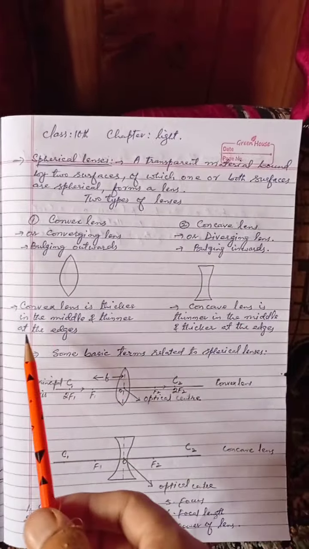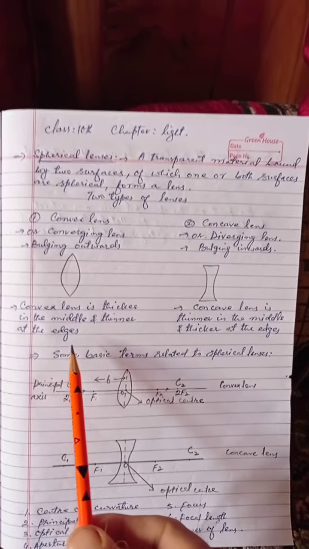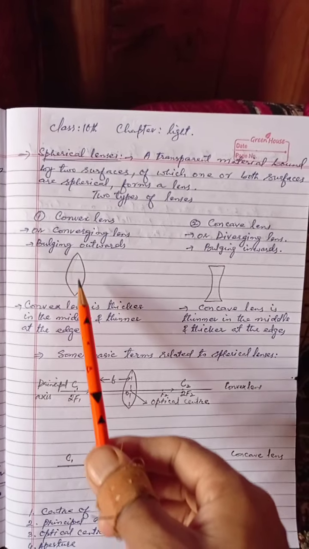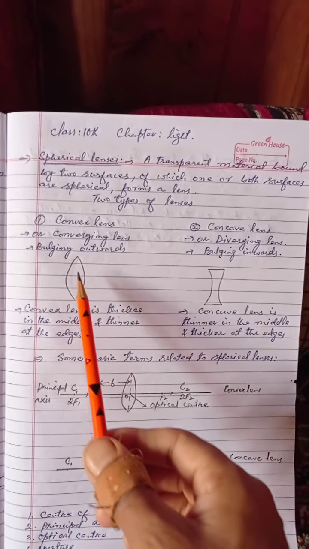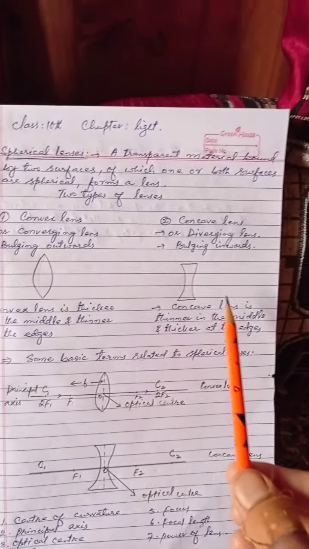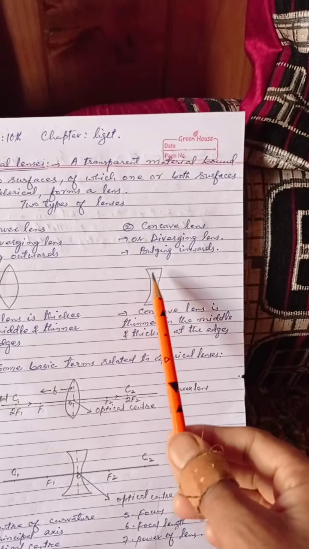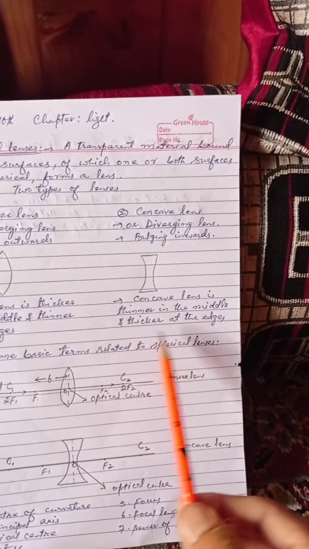Dear students, convex lens is thicker in the middle and thinner at the edges. It is thicker in the middle, but as far as its edges are concerned, they are thinner. Concave is its opposite. Concave lens is thinner in the middle and thicker at the edges.